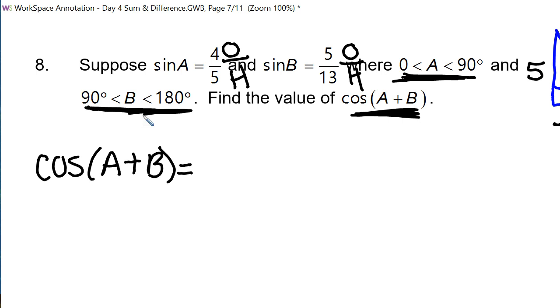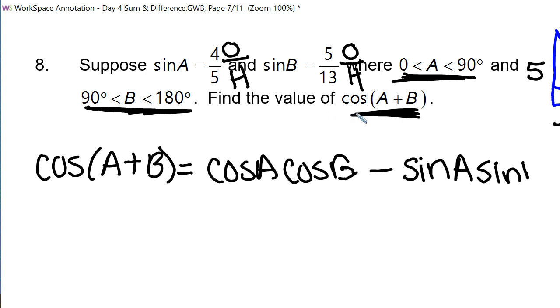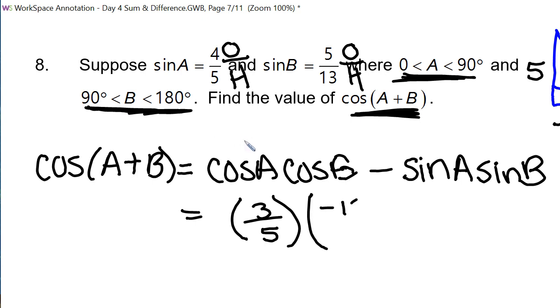Now, from the formula chart, they asked us for cosine of A plus B, so we need to do cosine of A times cosine of B. And then we will subtract sine of A times sine of B. Now sine of A and sine of B, they gave both of those to us. But for the cosine, we'll have to look at our triangles. So for cosine of angle A, looking at this triangle right here, cosine would be adjacent over hypotenuse. So what's the cosine for angle A? 3/5. And for cosine for angle B, look at this triangle, and what is adjacent over hypotenuse? Negative 12/13. Minus, sine of A and sine of B were given to us in the problem.